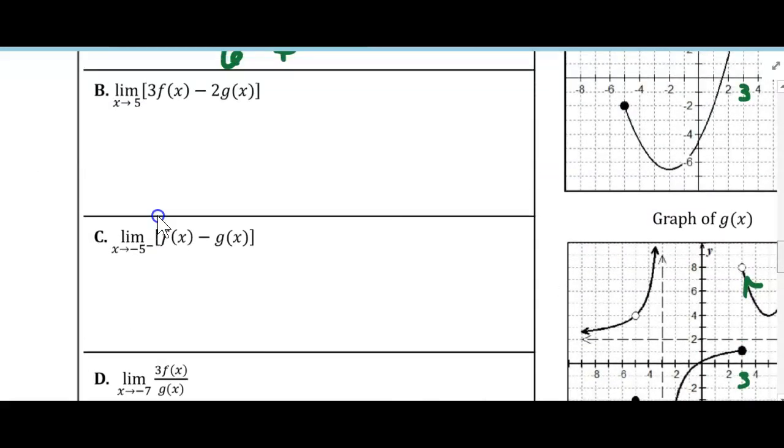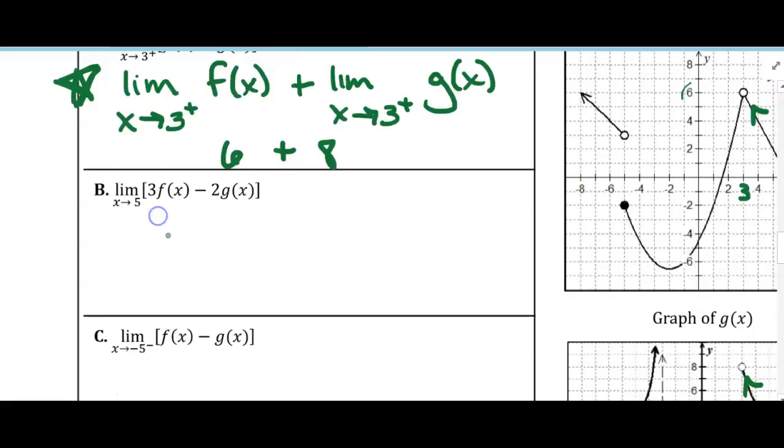Excellent. And this is something we can obviously evaluate and come up with a final answer of 14. And we are good to go.